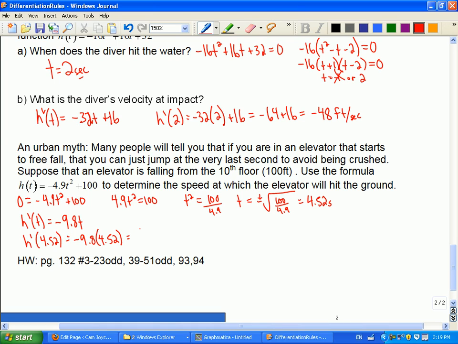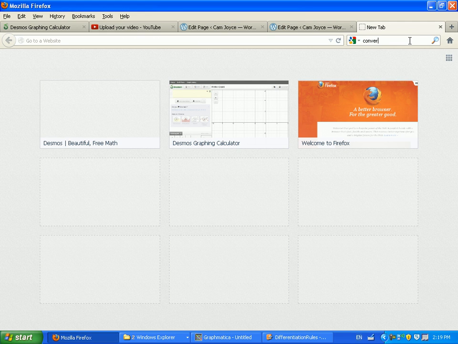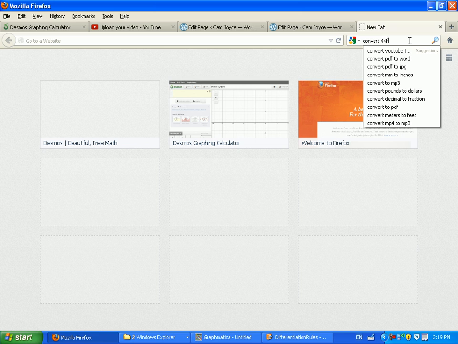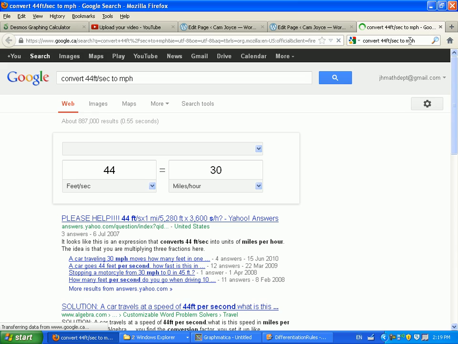Just put 100 over 4.5. Okay, so 44.3 feet per second. So again, that's pretty fast. I mean, let's go and ask an expert here. Google knows everything, right? Convert 44 feet per second to miles per hour. Man, it's smart. Look at that. So you have to be able to jump 30 miles an hour, which is 50 kilometers an hour.